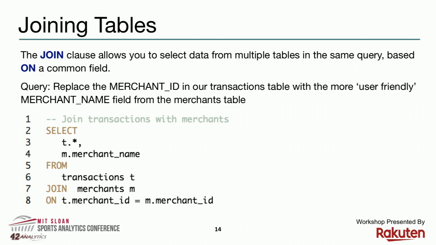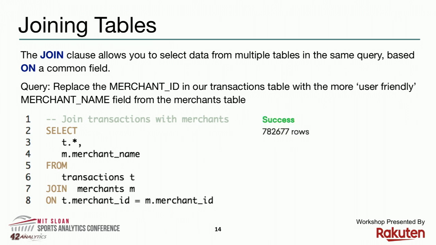Now, if you want, you can type out transactions.star, transactions.merchant ID every time. I choose to shorten that. So transactions is going to become T and merchants is going to become M. And then in our ON clause, we're joining on t.merchantID equal to m.merchantID. It's similar to a VLOOKUP in Excel: for this merchant ID, look in this table and return a different value for me.